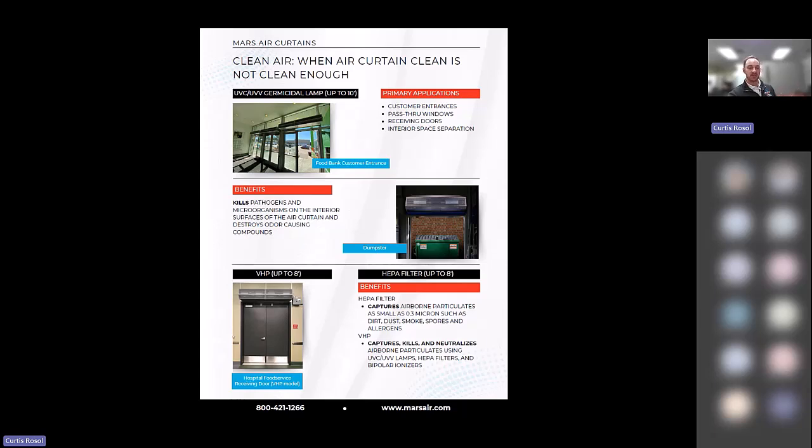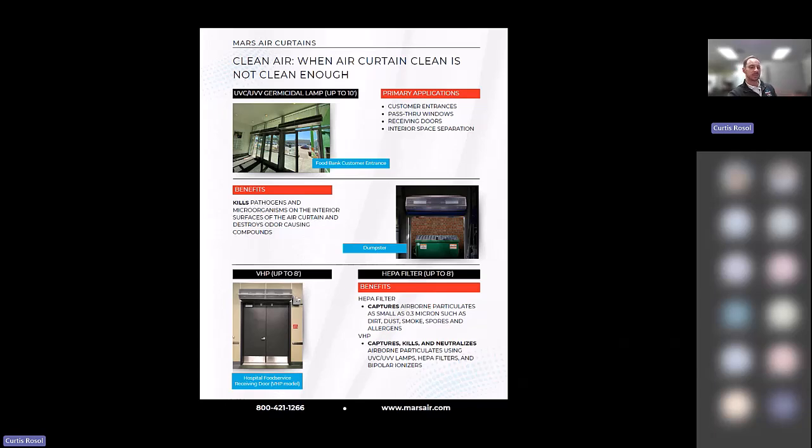So we actually have a UV light that does the killing, our HEPA filters that capture particulates, and then we actually include a bipolar ionizer as well, which attaches to those pathogens or particulates and makes them heavy. And the idea there is they'll fall out of the airstream. So really cool, kind of another application we can do with air curtains.